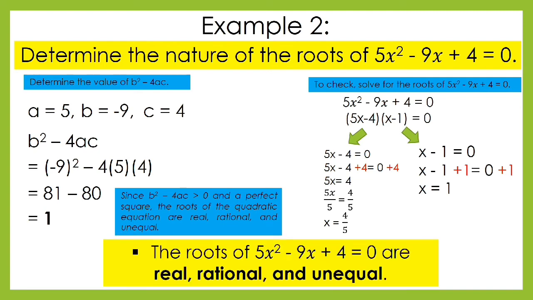Therefore, the roots of 5x squared minus 9x plus 4 equals 0 are real, rational, and unequal. Always remember, if the value of b squared minus 4ac is greater than 0 and a perfect square, the roots of the quadratic equation are real, rational, and unequal.